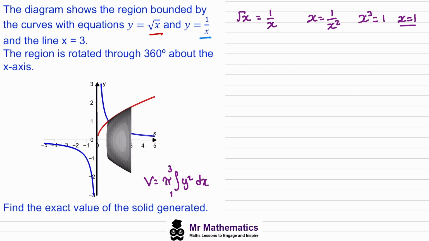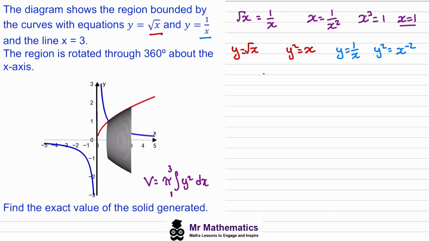We'll include this in our integral. So now we need to work out y squared, but you can see we have two different equations. So we need to find the y squared for each of these equations. If we look at y equals the square root of x, well, y squared will simply be x. And if you look at y equals 1 over x, well, y squared will be 1 over x squared, or x to the minus 2.